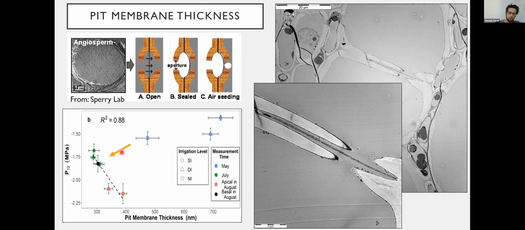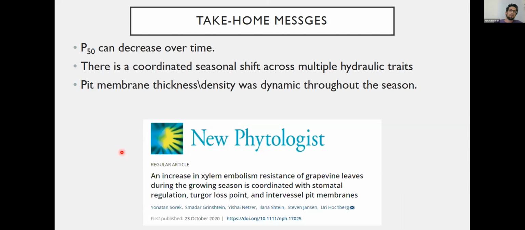So my take-home message: the P50 can decrease over time, and it is not a static value. There is a coordinated seasonal shift across multiple hydraulic traits, and pit membrane thickness or density was also dynamic throughout the season. This is our article, we published it last month.